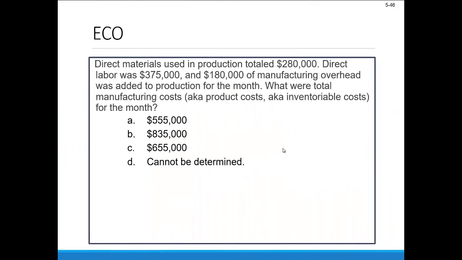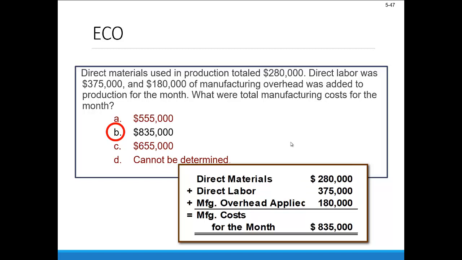Okay, next up, let's say direct materials used in production was the 280,000 from a minute ago. Direct labor was 375 and 180,000 in overhead was added to production, or applied to production, for the month. What were total manufacturing costs, also known as total product costs, also known as total inventoriable costs for the month? Pause that real quick and then I'll have the answer. So that would be 835,000. It's just the sum of those three buckets. Direct materials used plus direct labor plus that overhead applied gives me my total manufacturing cost for the period.